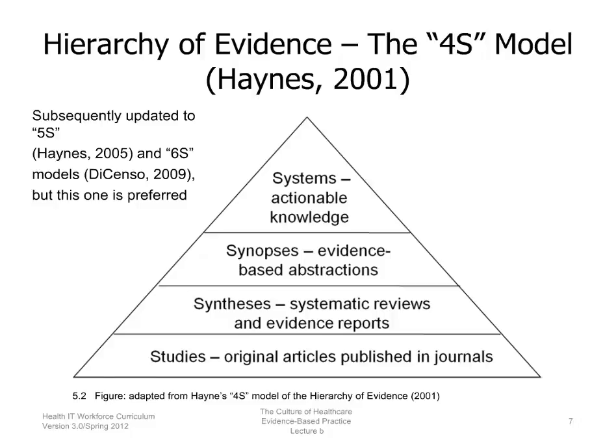Syntheses, however, can be quite substantial in length, and a busy clinician really might want to get to the gist of the evidence. Thus, the next level in the hierarchy is synopses, which are sometimes called evidence-based abstractions, where key points are abstracted from comprehensive syntheses. Finally, the highest level of evidence is systems, where there is actionable knowledge taken from the synopses that can be put into a logical form and used ideally by electronic systems to automatically guide decision-making.